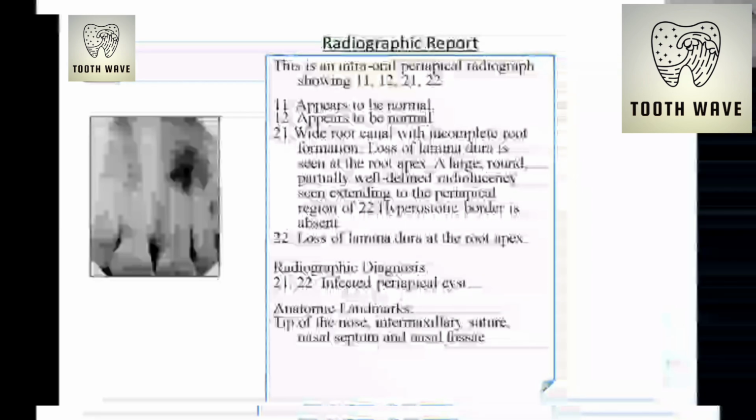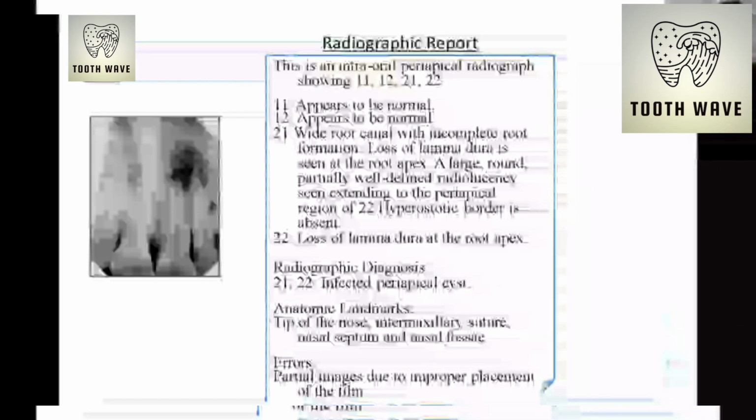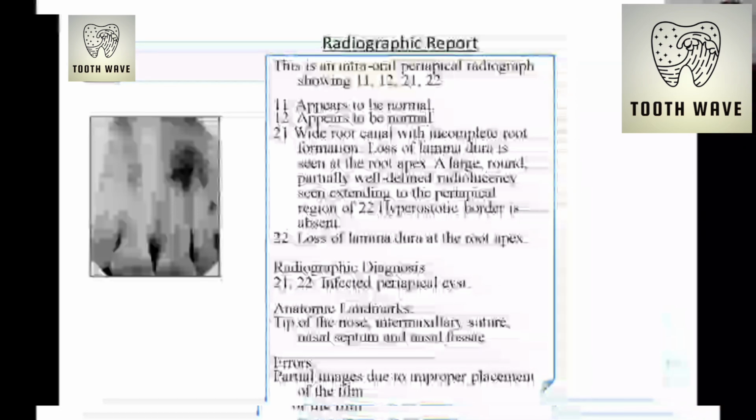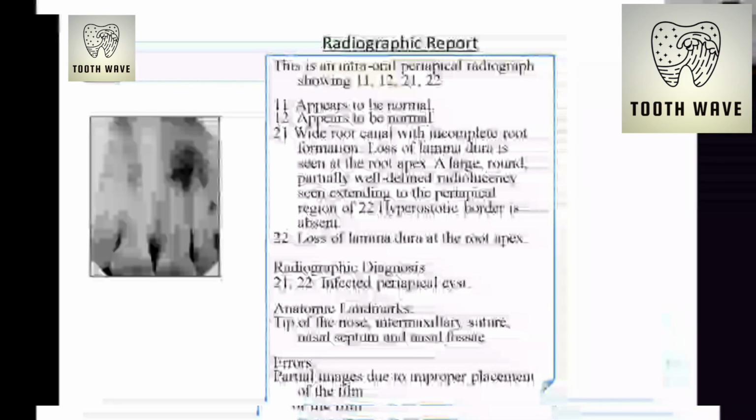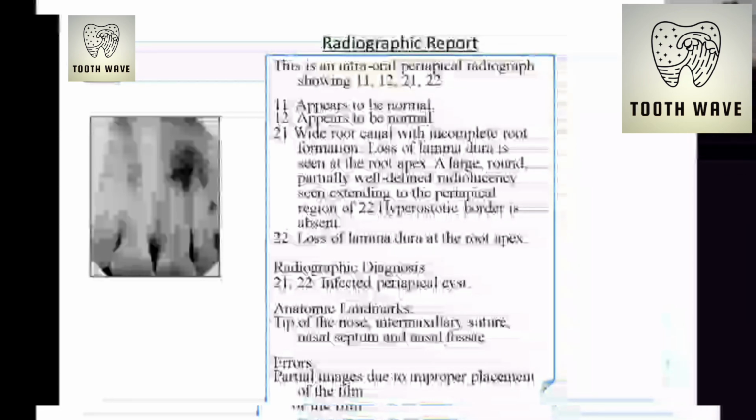You can see all these landmarks, and the error is the partial image, as I told you. So it's very important. First, you should know what the different sequelae are and how they look on the radiograph. Then you can systematically scan it. Don't just come to the conclusion that, okay, this is caries, this is abscess. But systematically do it in an order.